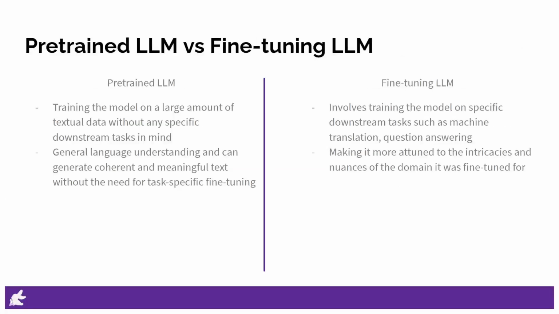Pre-training involves training the model on a large amount of textual data without any specific downstream tasks in mind. The idea is that the model learns general knowledge from the data it is exposed to. Fine-tuning, on the other hand, involves training the model on specific downstream tasks such as machine translation, question answering, named entity recognition, and classification. Fine-tuning an LLM allows for the adaptation of the model to specific custom datasets or domains, making it more attuned to specific tasks or domains.